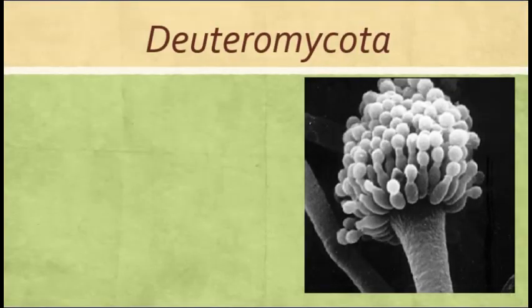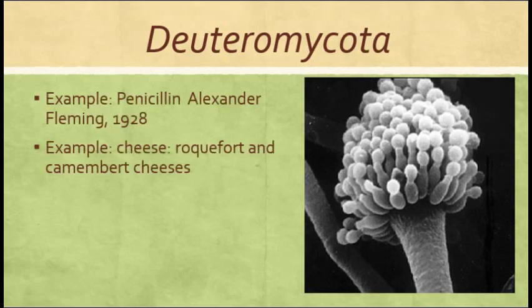Okay, now we're on Deuteromycota. The example would be penicillin. We're going to be looking at Alexander Fleming's work that he did in the 20s, and how he was able to isolate something that would become one of the world's greatest medicines called penicillin antibiotic.